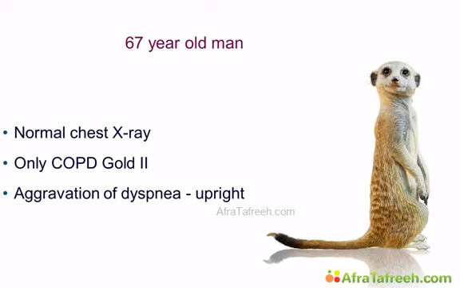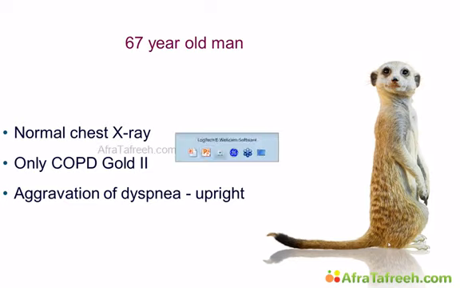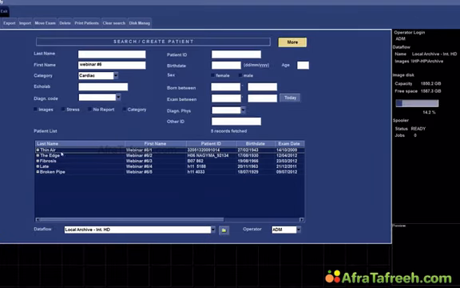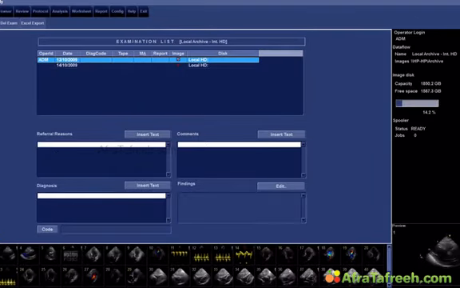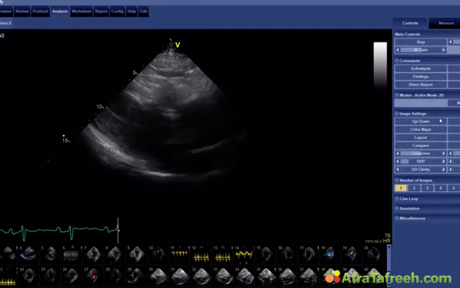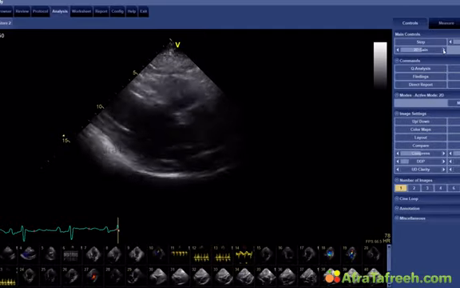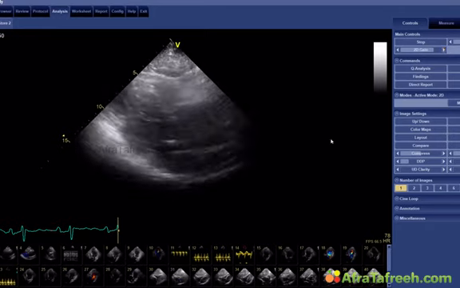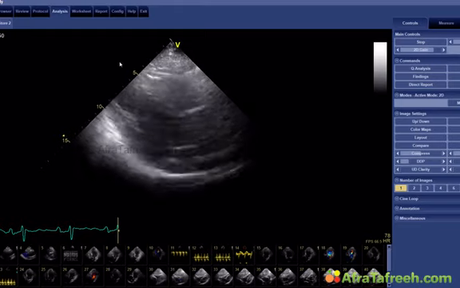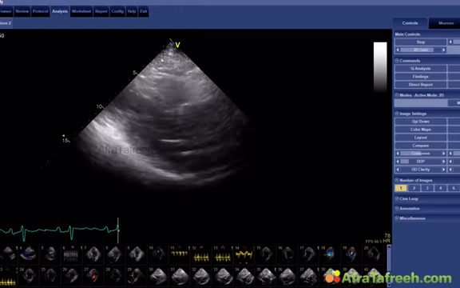mild form of chronic obstructive pulmonary disease, where we thought, well, maybe this could not really explain the symptoms he had. So let me show you the echocardiogram of this patient and walk you through how we solved this case. So this is the patient. Here's his parasternal long axis view. I will give you more gain so you can appreciate the pathology.